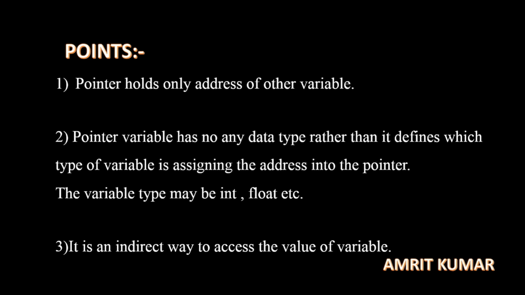The third point says that it is an indirect way to access the value of a variable. Of course, if you want to access a variable, you must know the address of that variable. And a pointer helps you get the address of that variable, and when you access the address, you can access everything. Therefore, it is an indirect way to access the value of a variable. So this is the concept behind the pointer, or we can simply say a pointer is used to hold the memory address of a variable.